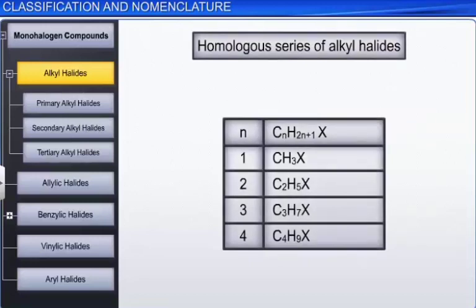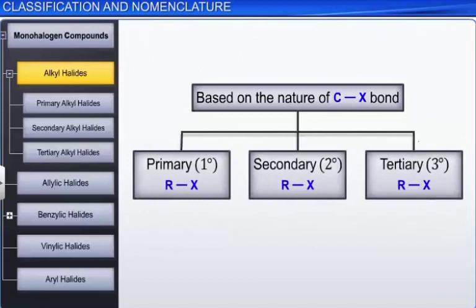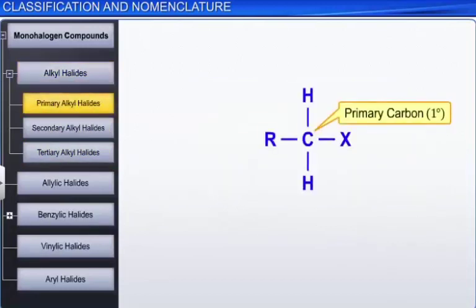Based on the nature of the carbon atom to which the halogen atom is attached, the alkyl halides are further classified into primary, secondary, and tertiary. In primary alkyl halides, the halogen atom is attached to a primary carbon atom. For example, ethyl chloride is a primary alkyl halide.